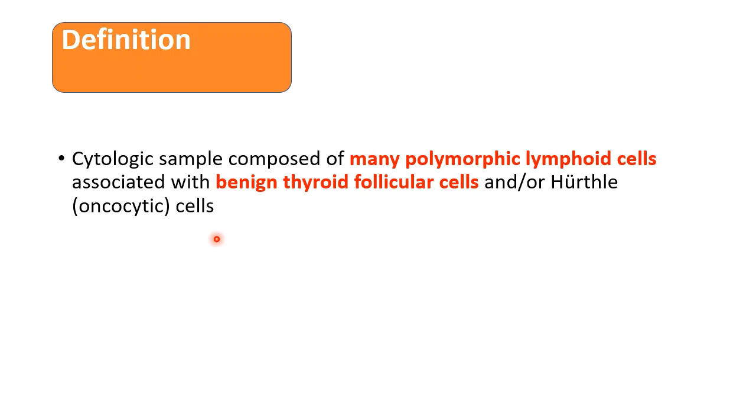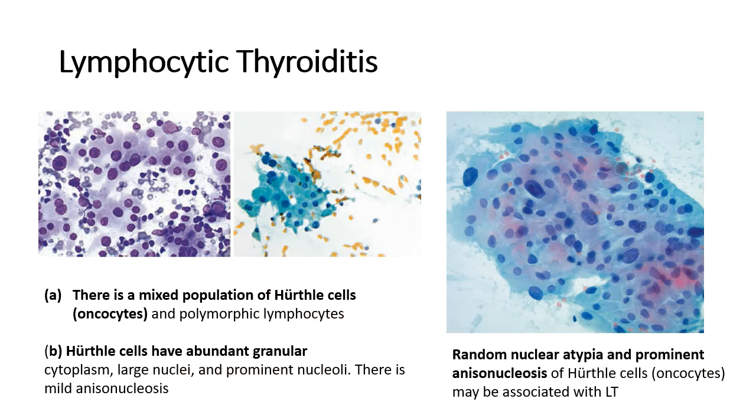So this is a smear of lymphocytic thyroiditis. We can see a Hurthle cell change, benign follicular epithelial cells showing extensive Hurthle cell change, and many lymphocytes in the background. Hurthle cells have abundant granular cytoplasm, prominent nucleoli can be seen, and sometimes marked anisonucleosis can also be seen in these Hurthle cells.